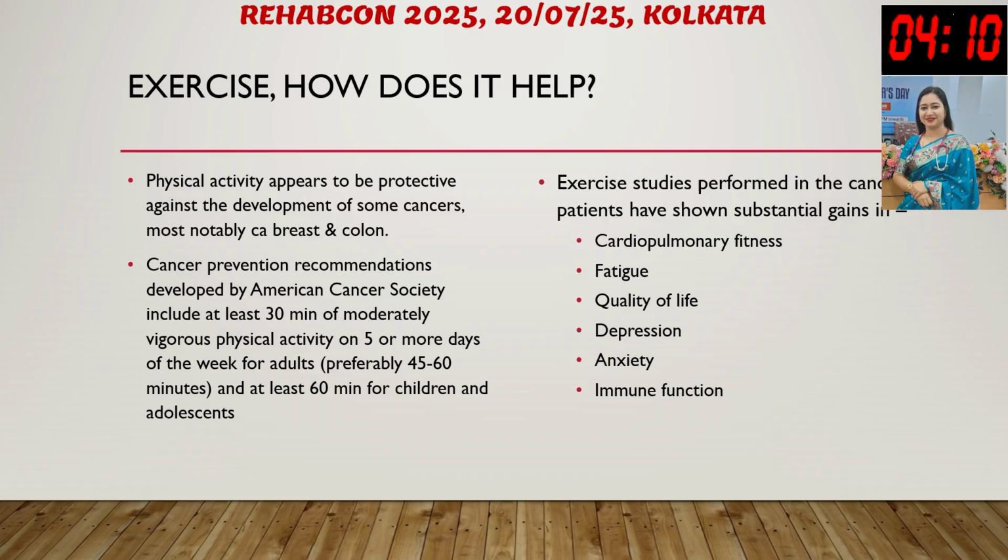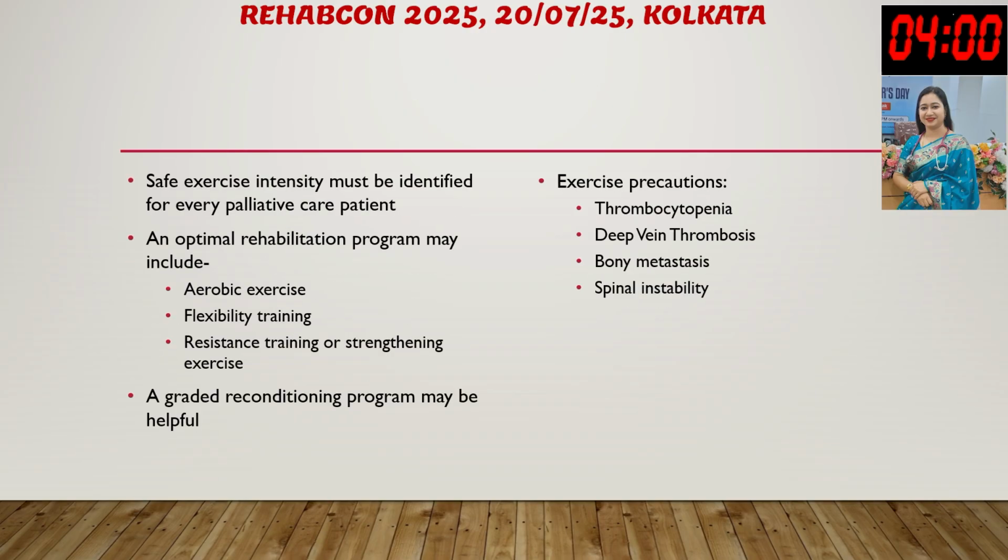Exercise studies performed in cancer patients have shown substantial gains in cardiopulmonary fitness, fatigue, quality of life, depression, anxiety, and it improves immune function. But safe exercise intensity must be identified in every palliative care patient, because each and every patient is different. There is no single one-size-fits-all for these patients. An optimal rehabilitation program may include aerobic exercises, flexibility training, resistance or strengthening exercises, and a graded reconditioning program may be helpful. But we should take precautions in cases of thrombocytopenia.